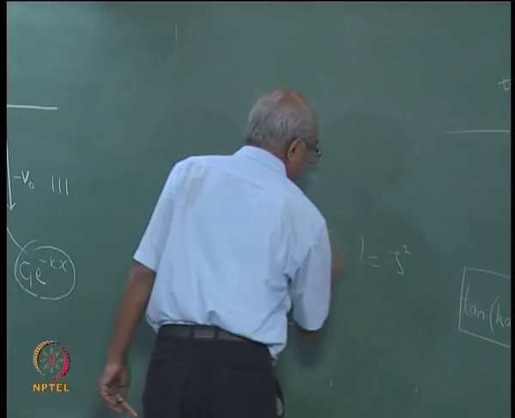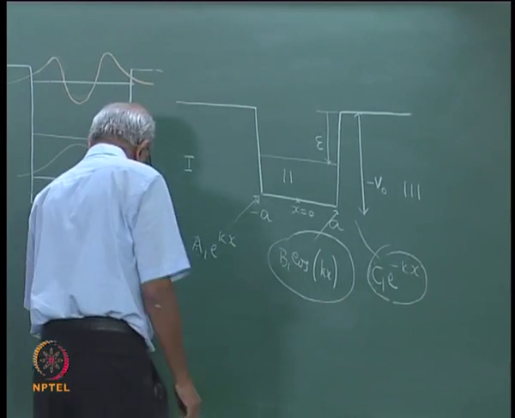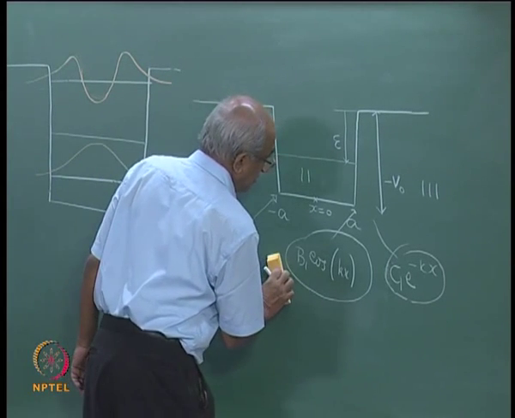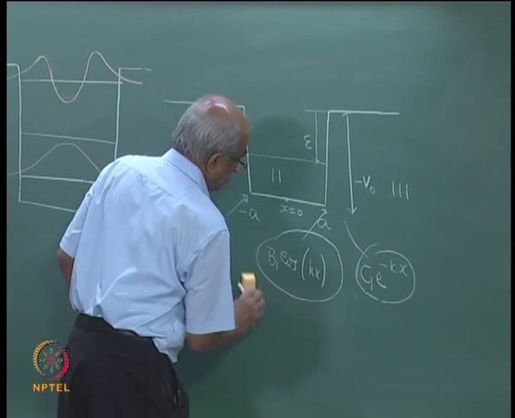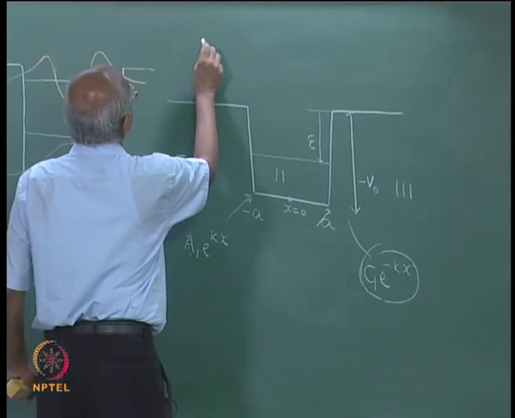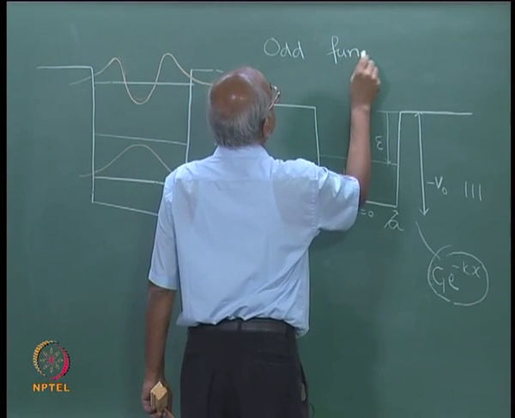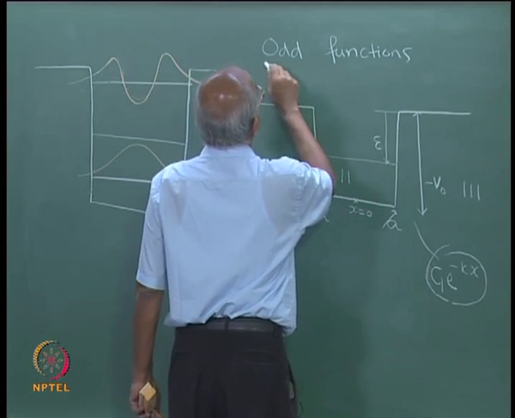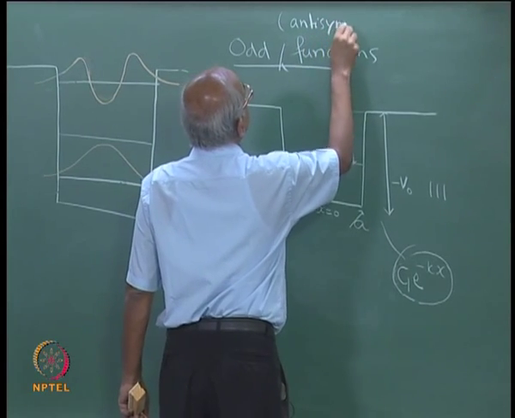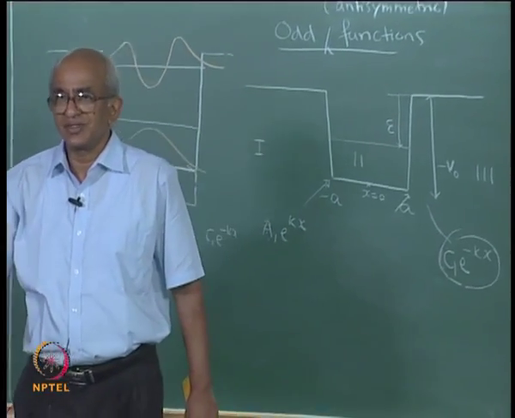Well, let me very quickly tell you what happens with the odd functions. What will happen is quite simple. You won't have this B1 cos kx in this region, but instead the function is odd or antisymmetric. It essentially means that if you replace x with minus x, the wave function actually changes sign.